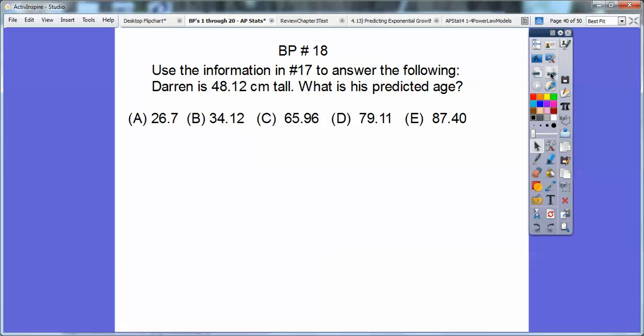Darren is 48.12 centimeters tall. What's his predicted age? Okay, so that is the y. So this goes in for the y. I'm going to put it right there, and then solve for x. Okay, and if you did your math right, you get it again.